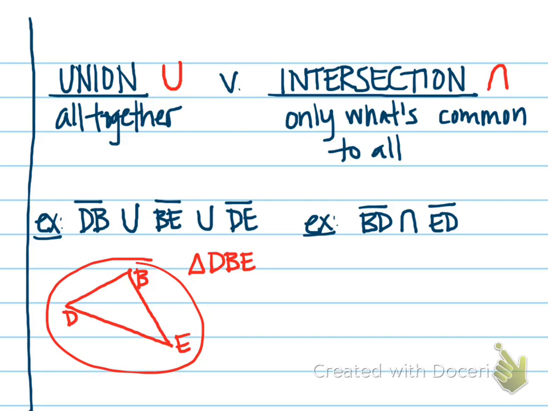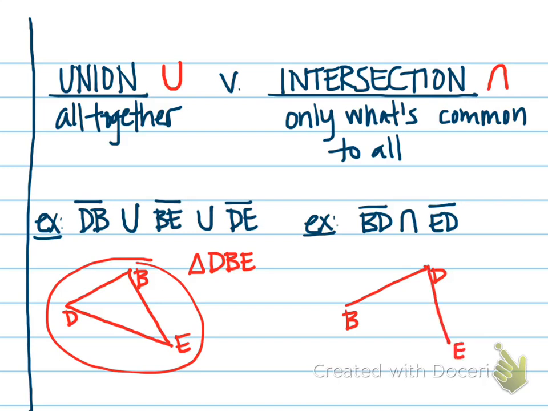Let's look at the intersection one on the right. Segment BD intersecting with segment ED. So I'm going to start off by drawing the first one, segment BD. So I know its endpoints are named B and D. And then we also have segment ED. Well, ED shares point D with segment BD, so I know that ED has to come off of D. So again, I could just draw it like this.